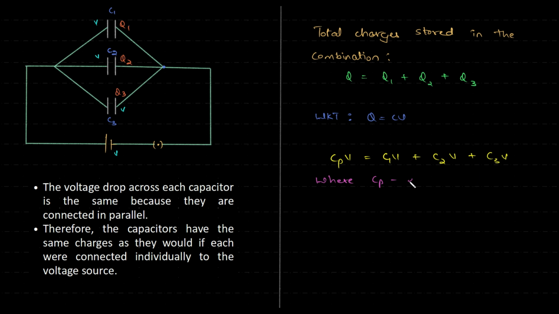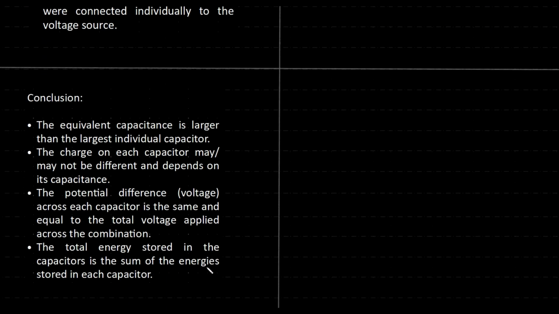CP is the equivalent capacitor, right? Then what else? If I cancel V, so CP is equal to C1 plus C2 plus C3, and so forth. A very simple result, right? So what does the result tell?